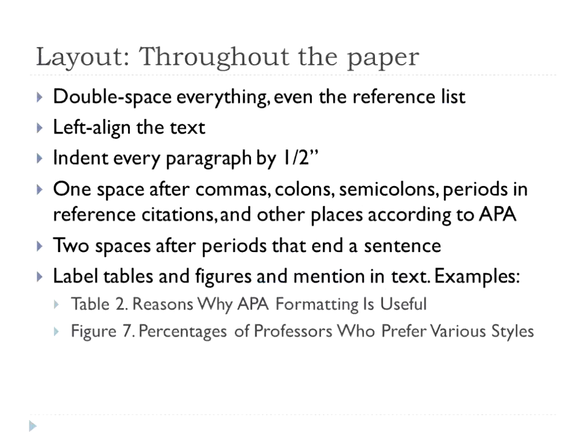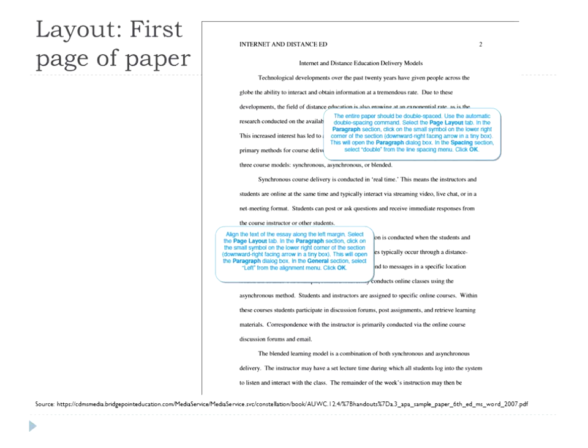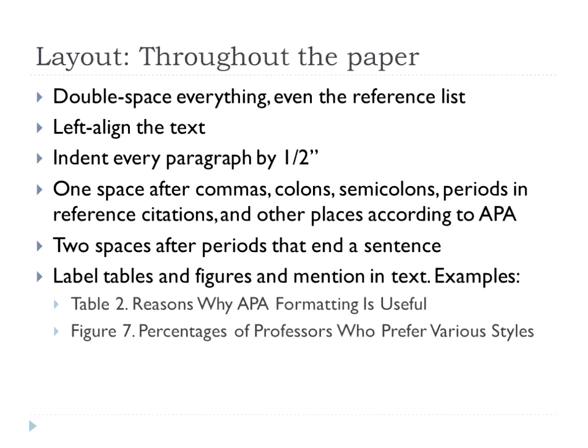So again, double space everything, even the references. Sometimes I'll see students double space but not double space within the references. Make sure the text is all left aligned. As you'll see in the example, it's lined up specifically on the left-hand side, but the right-hand side is not lined up. Indent by 1/2 inch, and you can set your tab for that.